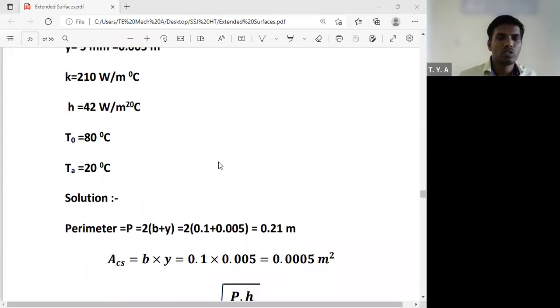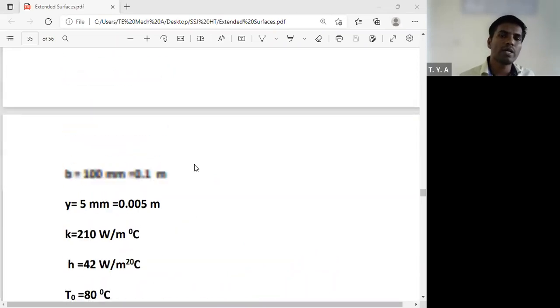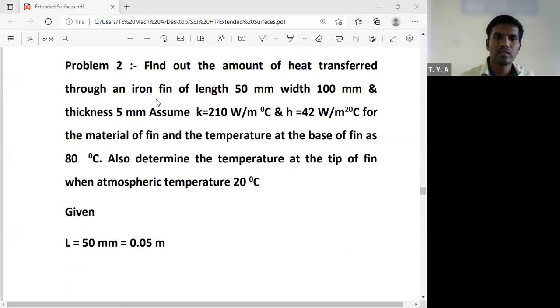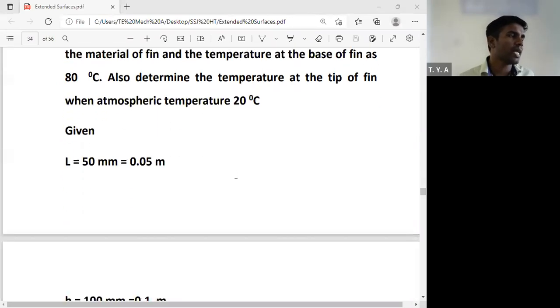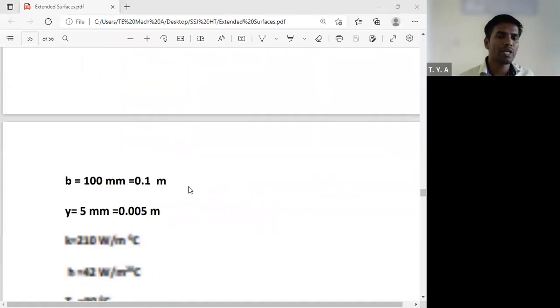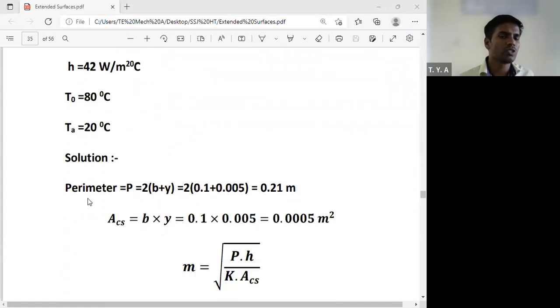Okay, so first of all we have to calculate the perimeter. So how to calculate the perimeter? The rectangular fin. Whatever the diagram we have drawn, according to that we have to take the perimeter. So what is the perimeter for the rectangular fin? That is P is equal to 2 into (B plus Y).